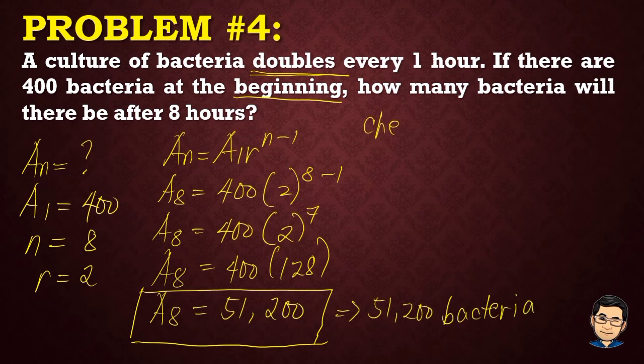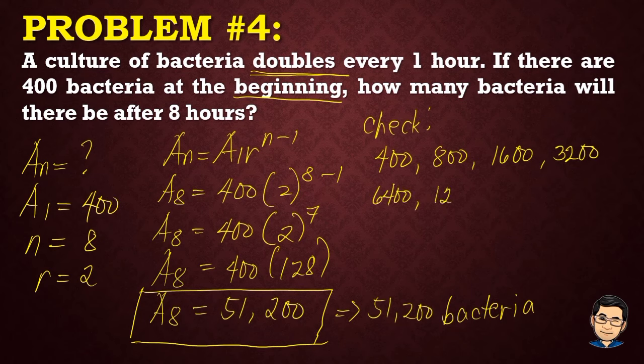To check, pwede nating ilista yung mga terms. So, yung una, 400. And then, times 2, the common ratio, 800. And then 1,600, 3,200, 6,400, 12,800, 25,600, and yung ating 8th term, that is 51,200. So, tama po na ang 8th term natin is 51,200. So, there are 51,200 bacteria after 8 hours.